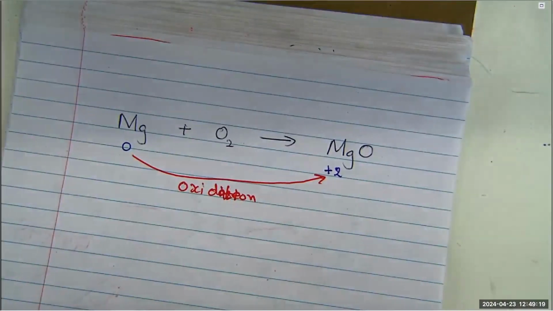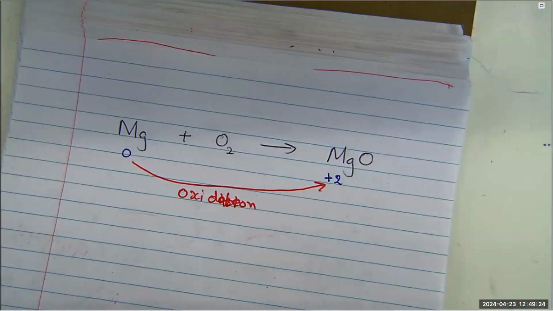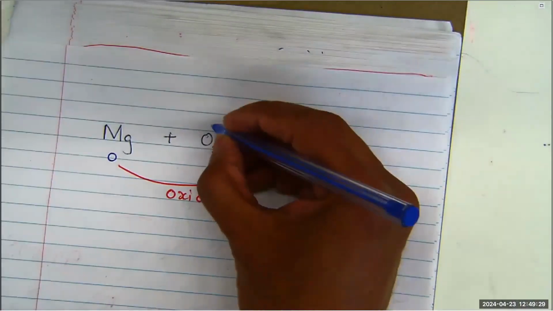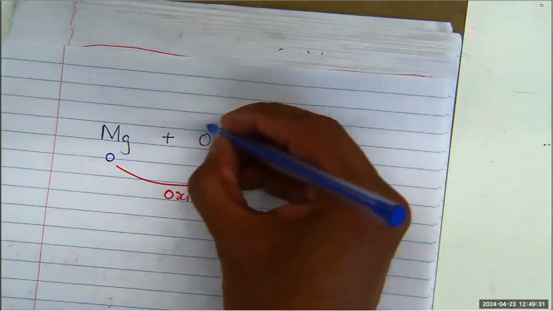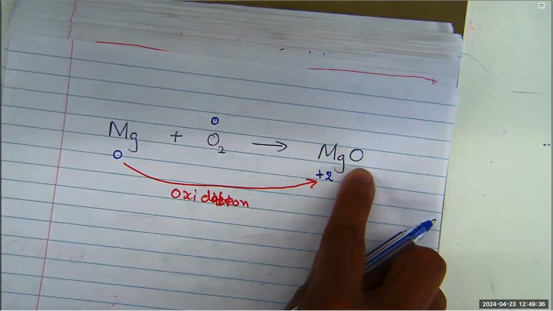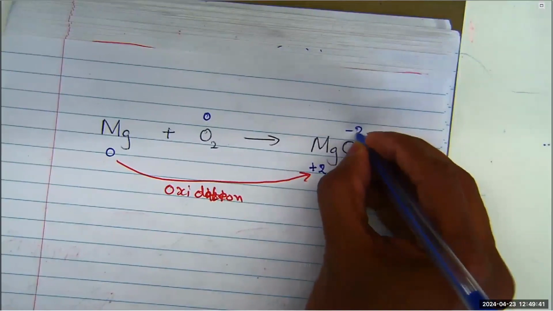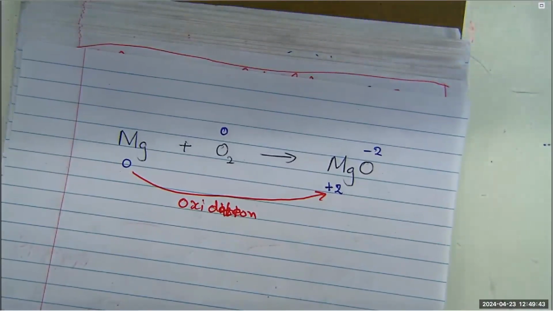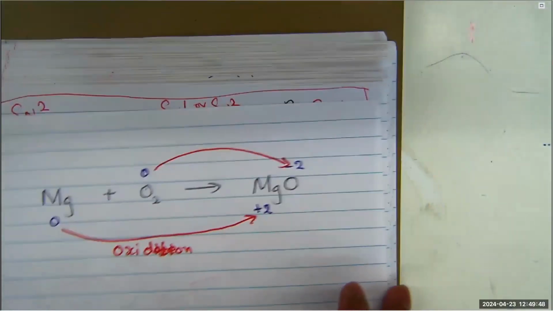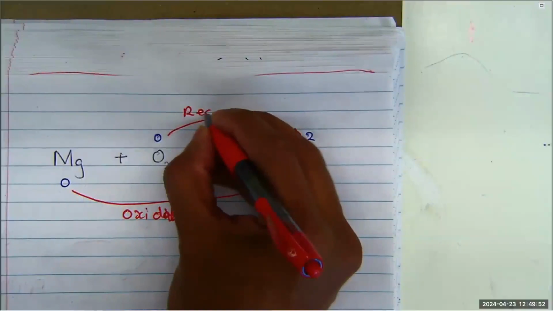Now let's do the same thing for oxygen. Oxygen is bonded to the same atom here, so the oxidation state of oxygen here is 0. What is the charge of oxygen on the product side? It's -2, right? So the oxidation state of oxygen has decreased. And that is known as a reduction.